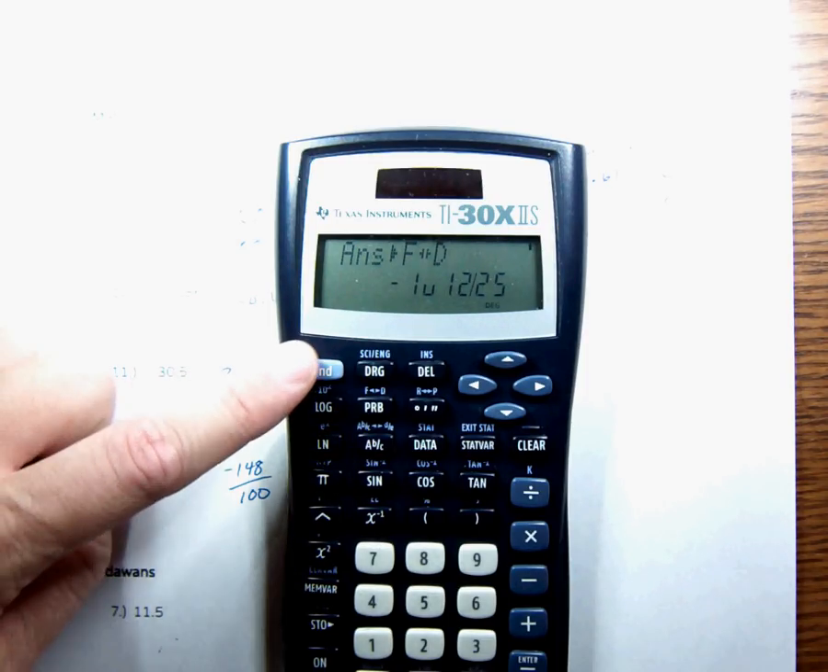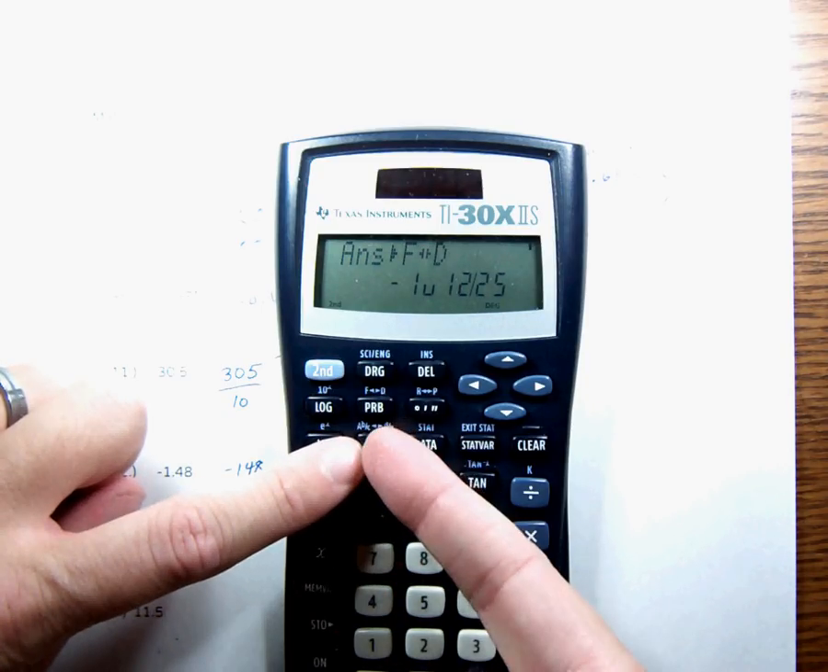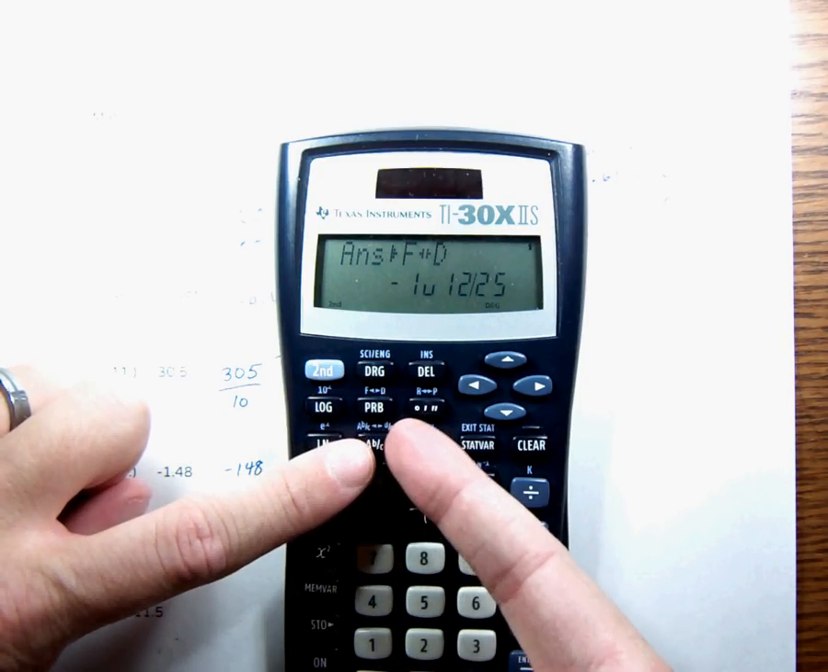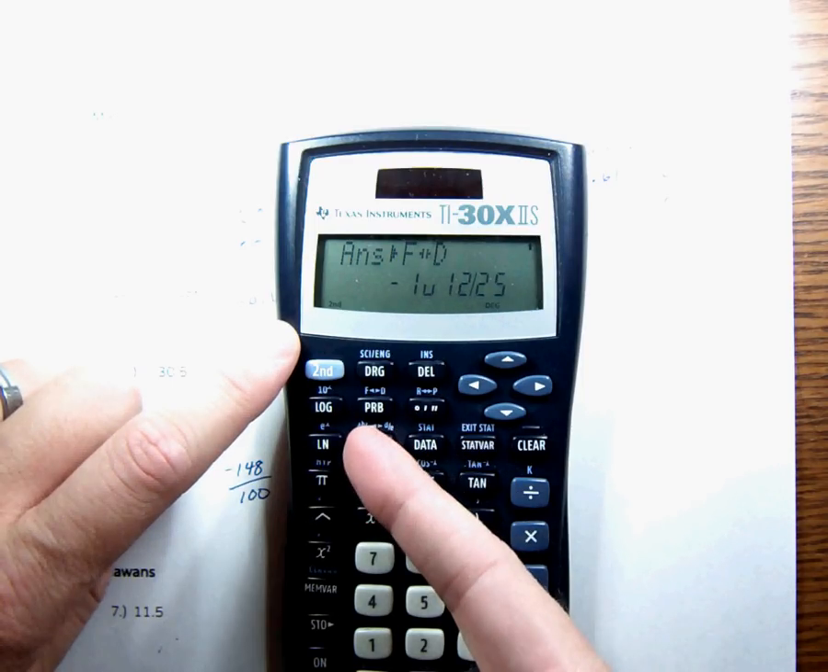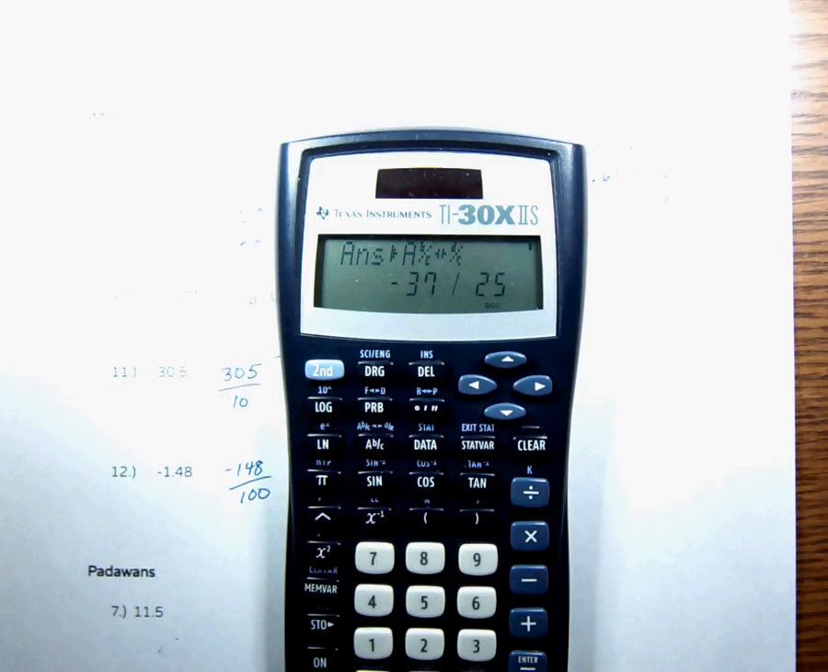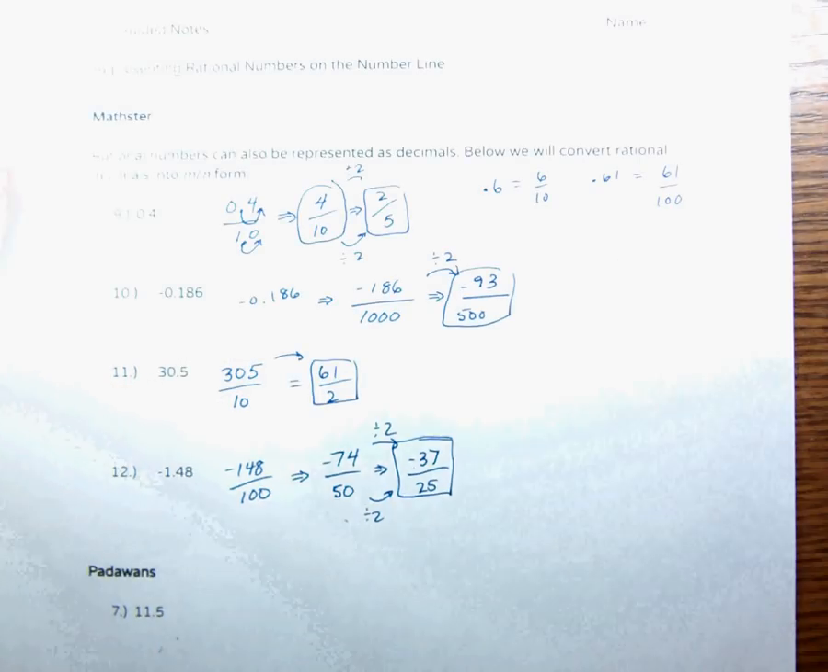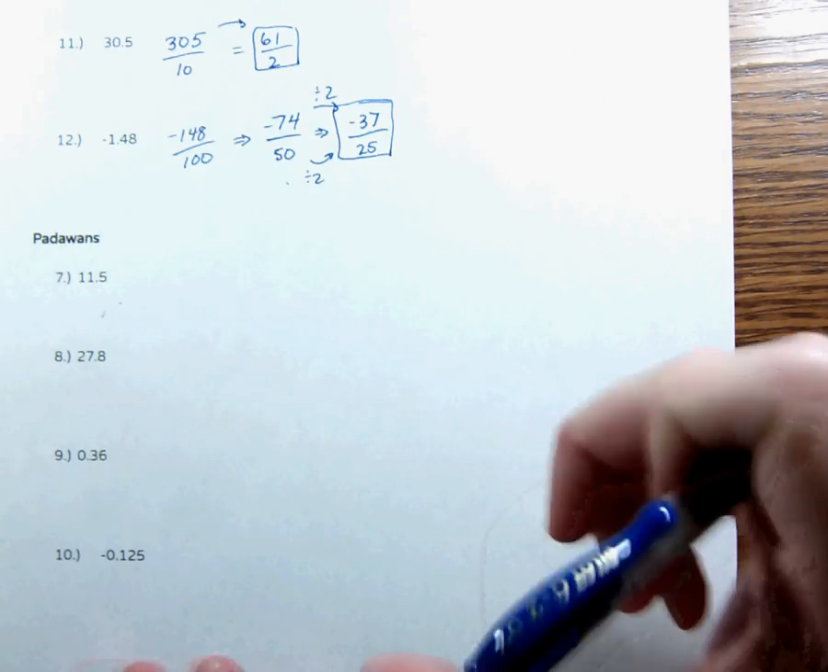So then I can hit second ABC, and what this is going to do is change a mixed number fraction to an improper fraction, or an improper fraction back to a mixed number. If I hit enter there, enter, negative 37 over 25. And should I remind you, negative 37 over 25 was my correct answer. So that is the end of my examples.